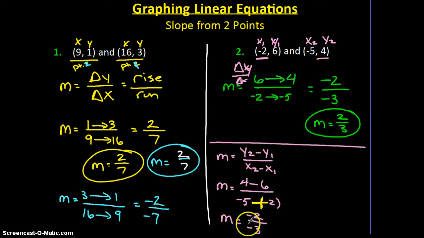And realistically, I said last step, but this right here, negative over negative, we know is actually a positive 2/3 again. So two different methods to solve for slope between two coordinates.